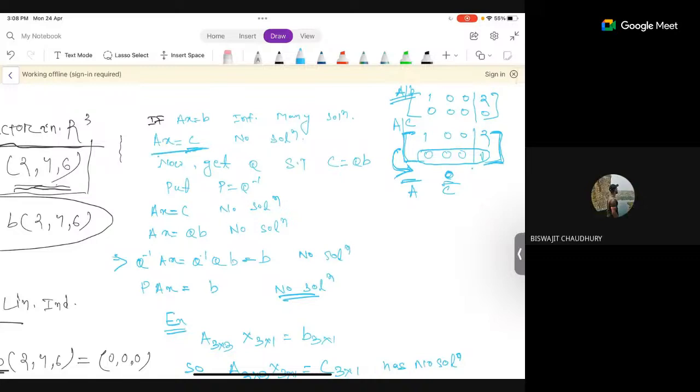So what about AX equal to C? C exists here, right? We just have to think about C. So you are considering C in such a way that it does not give any solution, like you are considering 2, 1 in the column. This is C, so that's why it is not giving any solution. So it is not the matrix C, it is the vector.